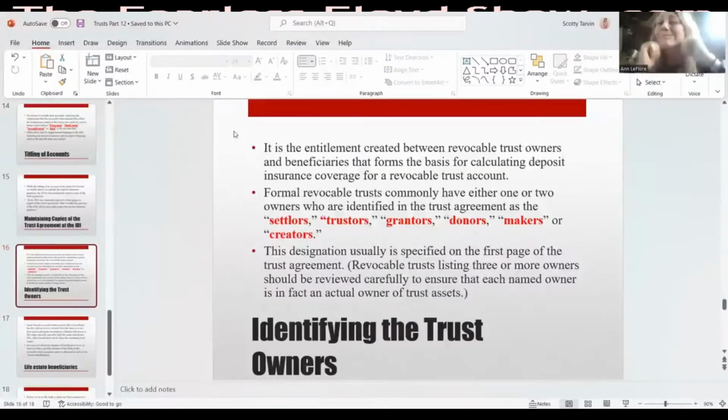Formal revocable trusts commonly have either one or two owners who are identified in the trust agreement as the settlors, trustors, grantors, donors, makers, or creators. This designation usually is specified on the first page of the trust agreement. Revocable trusts listing three or more owners should be reviewed carefully to ensure that each named owner is in fact an actual owner of trust assets.